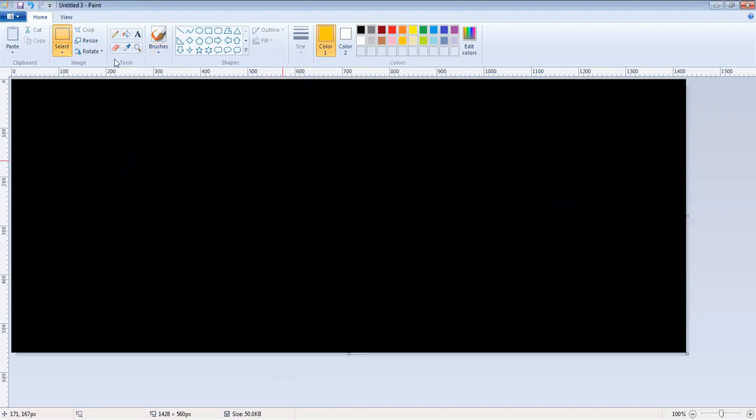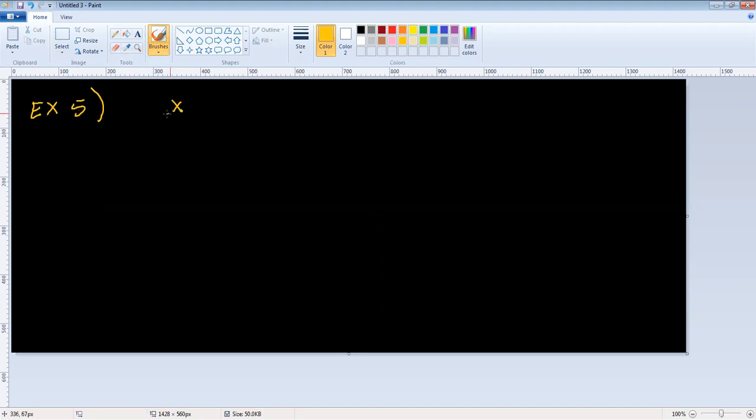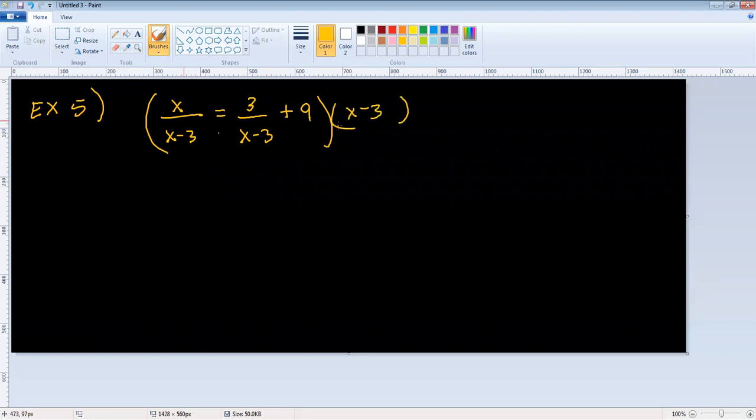Okay, what about this one? So now we have example 5. So we have x over x minus 3. This is equal to 3 over x minus 3 plus 9. So how do we solve this thing? Well, we could multiply the whole thing by x minus 3. And this way, this is going to cancel with this. So this is going to be x, this is going to be 3, and this is going to be what?